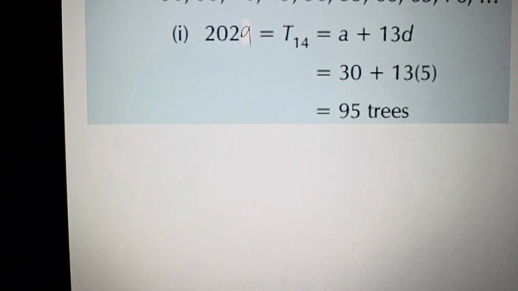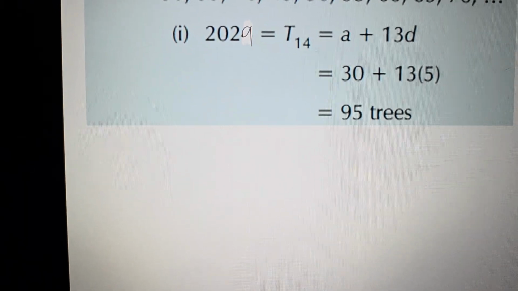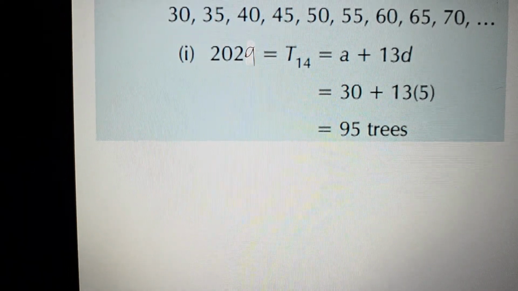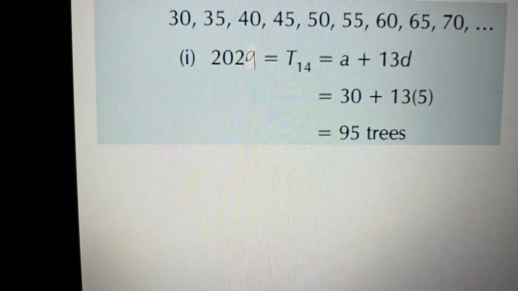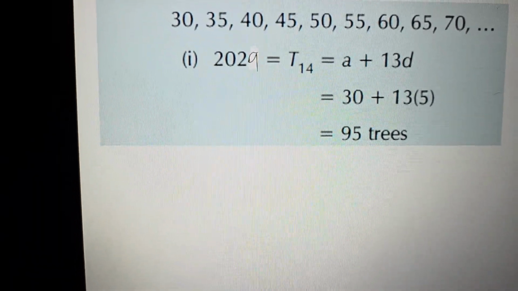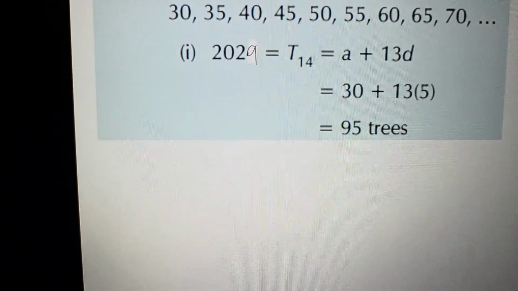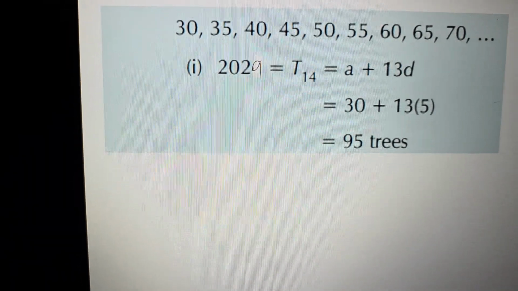Part 2 then said, in what year will Sean plant 75 trees? So you let your T of n formula equal 75 and you solve for n. That will tell you which term in the sequence he would have planted 75 trees, and then you can work back to see what year that would have been.